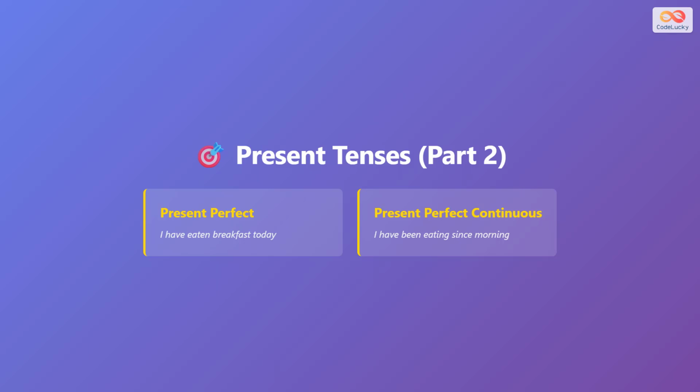The fourth tense is present perfect continuous. We use this for actions that started in the past and are still continuing. For example, I have been eating since morning. This shows the action began in the past and continues now.